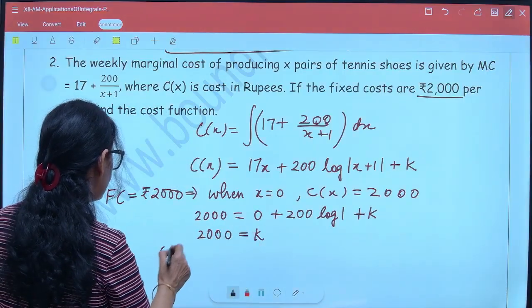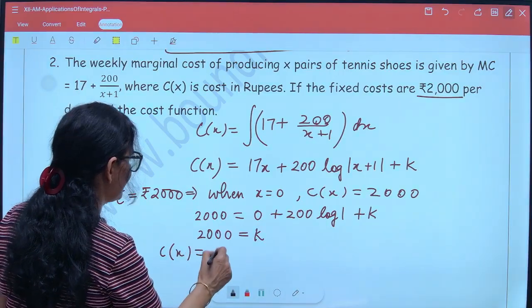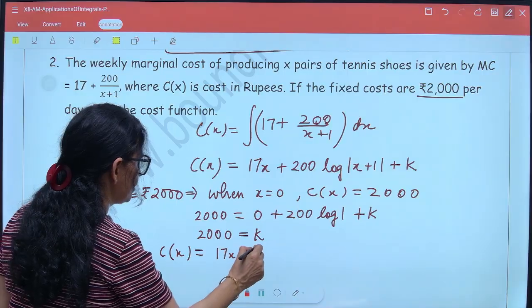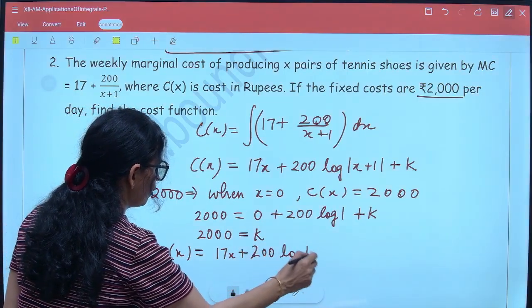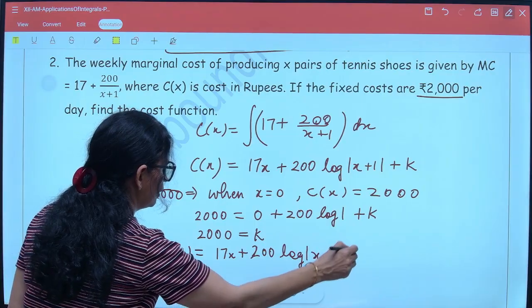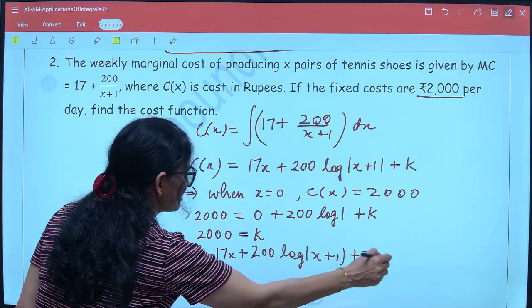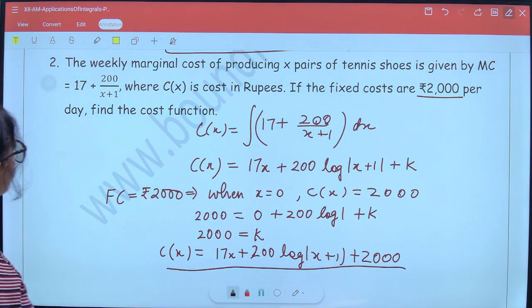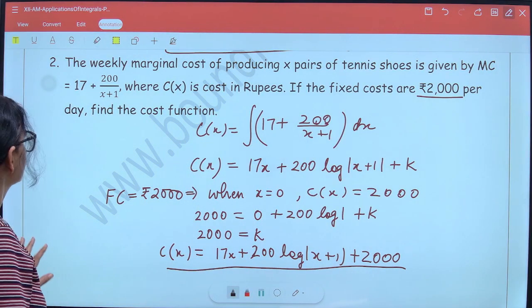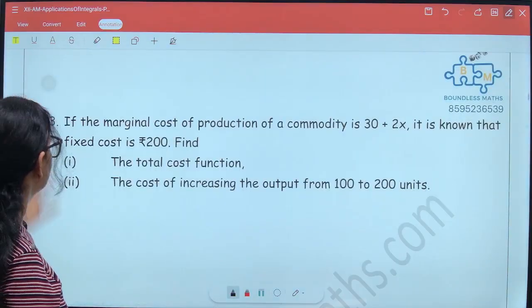So the total cost function is 17x plus 200 log of x plus 1 plus 2000. So this is the final cost function that we get. Done? Easy? Wonderful. So let's come to the next question.